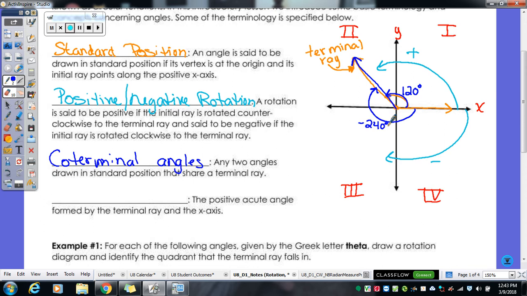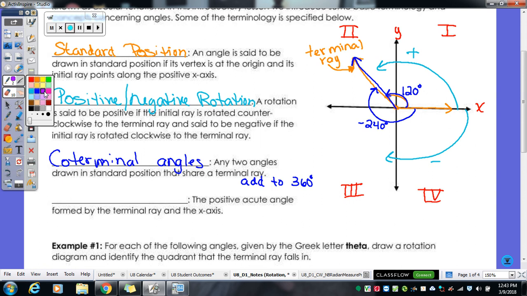So if I would take the absolute value of my 240 and I added it to my 120, what do those two angles add up to? Yeah. So we're going to add to 360. There's always going to be 360 degrees in between the two of them.